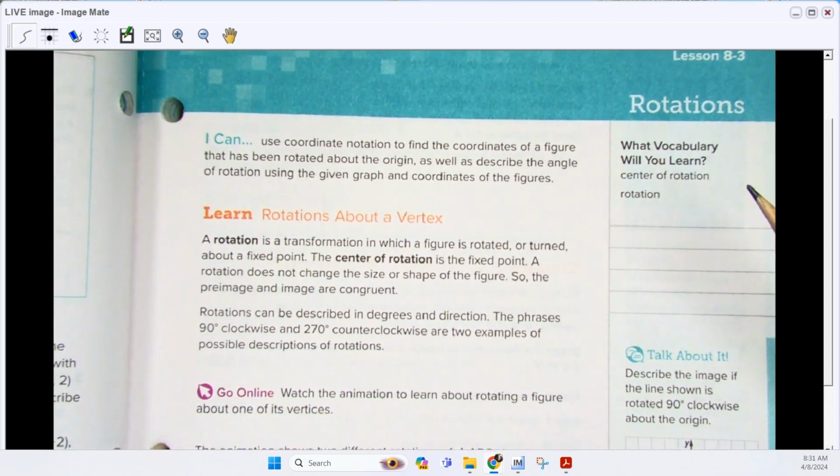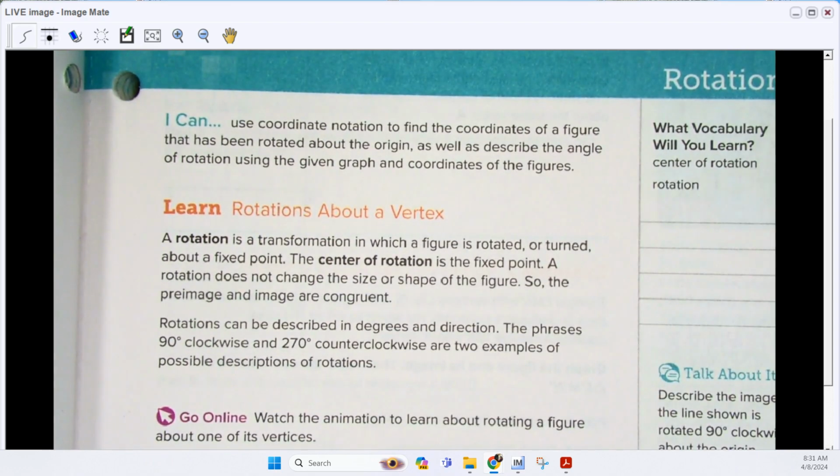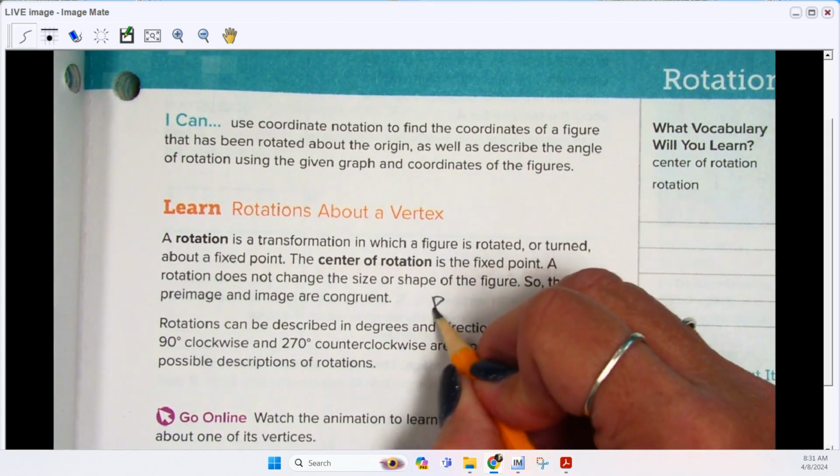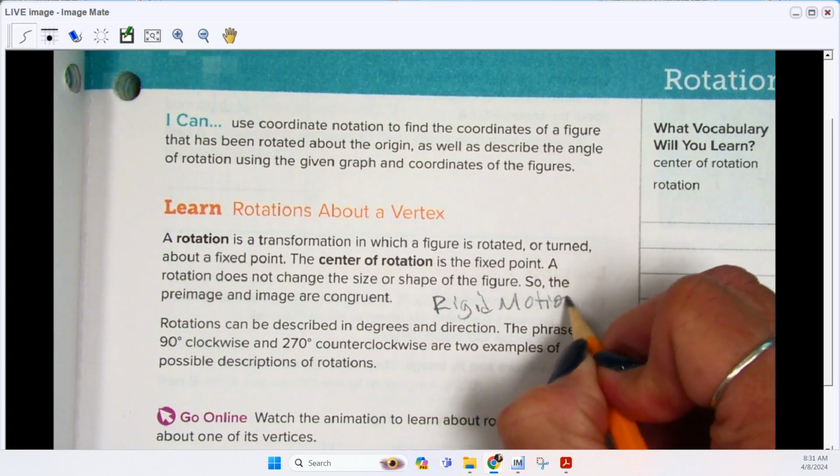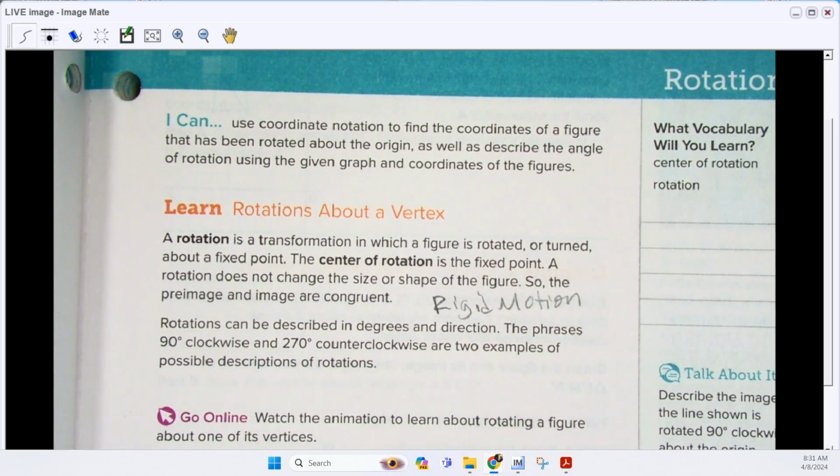Rotation does not change in size or shape, so the pre-image and the image are congruent. So that means that they are a rigid motion. Okay, remember, this is rigid motion. Rotations can be described in degrees and direction. The phrases 90 degrees clockwise and 270 degrees counterclockwise are two examples of possible descriptions of a rotation.